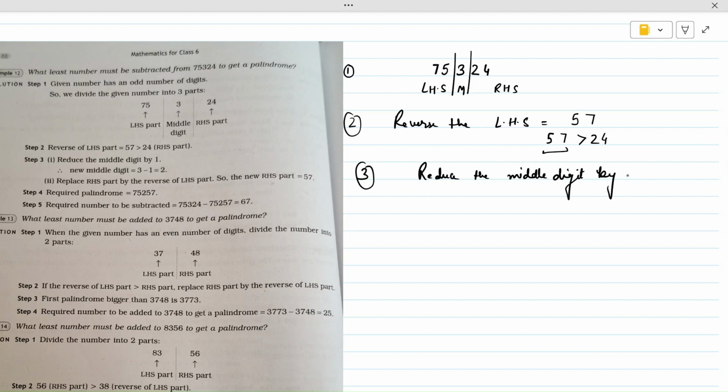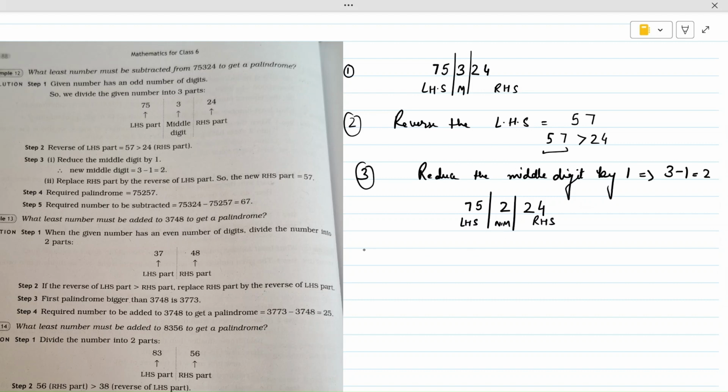By 1. So we will get 3 minus 1 equals 2, right? So this 2 will be our new number, and this is the middle part now. So what is left with us? We have 75, we have 2 here, and now we have 24 here. Now this is the new LHS, this RHS is the same, and now we have a new middle also. This is our new middle.